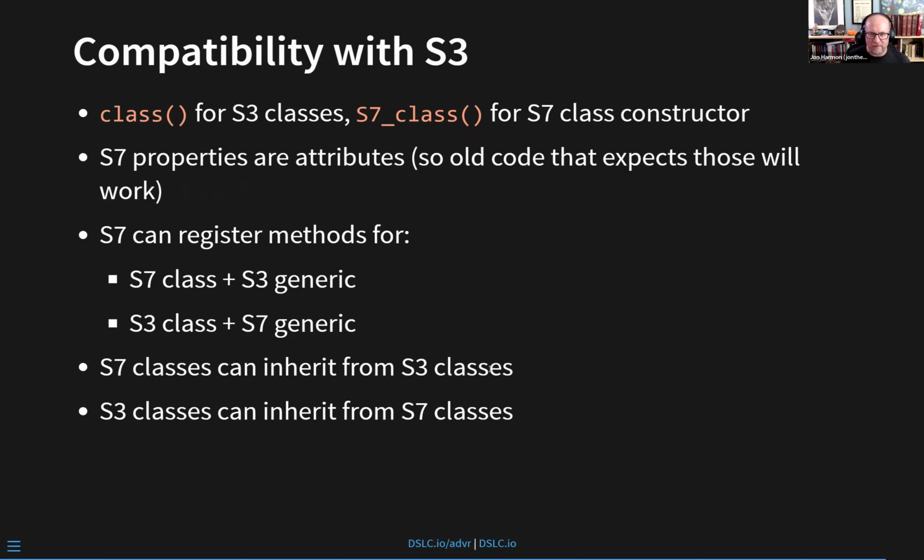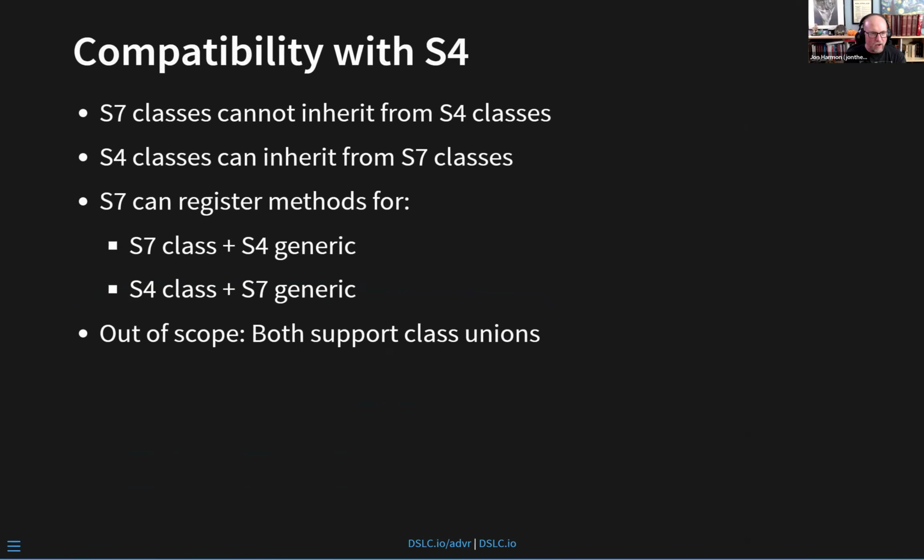And S7 classes can inherit from S3 classes, so the parent can be an S3 class. S3 classes can inherit from anything because the way they inherit is you just add that to their class. It works because S7 classes are, in part, just S3 classes, and so you can add that type of class as a parent for an S3. So that's the compatibility thing that I was getting at in the beginning.